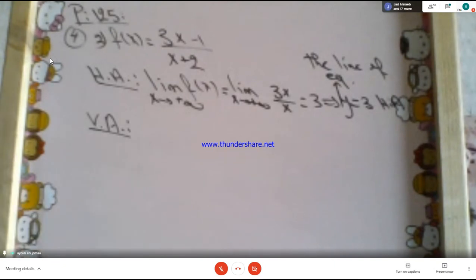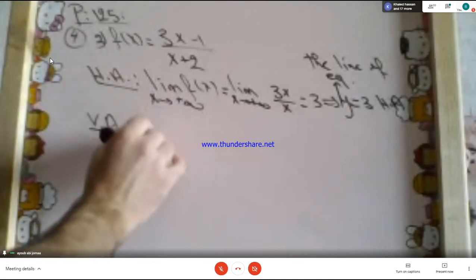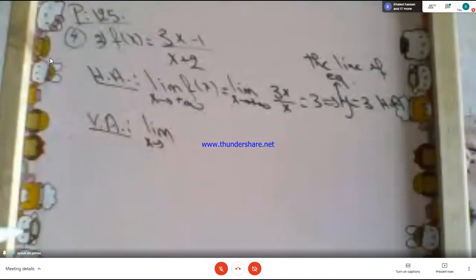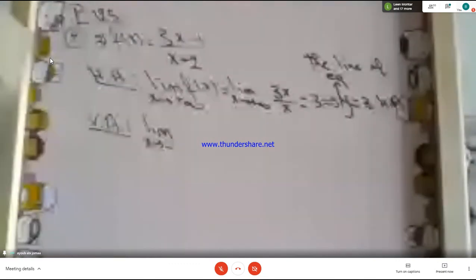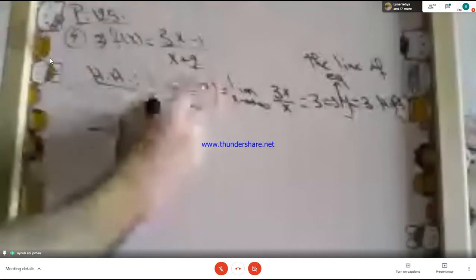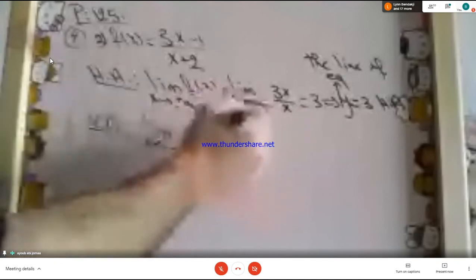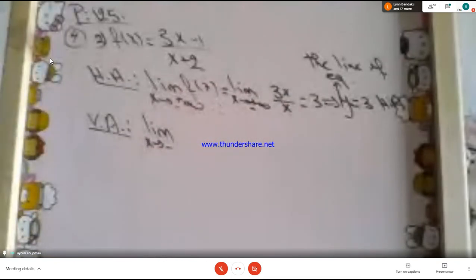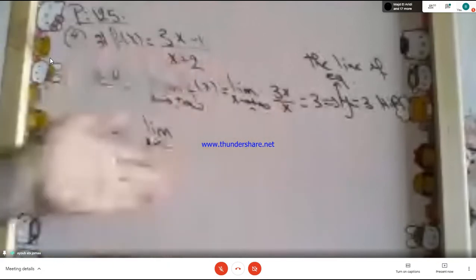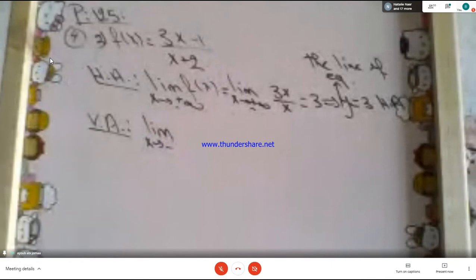Limit as x approaches what? Negative infinity? By the way, here the limit as x approaches positive infinity is equal to 3. In the same way, the limit as x approaches negative infinity is also 3. Because when you simplify, x will be eliminated and you get 3. So whether positive infinity or negative infinity, it's 3. Just one moment.